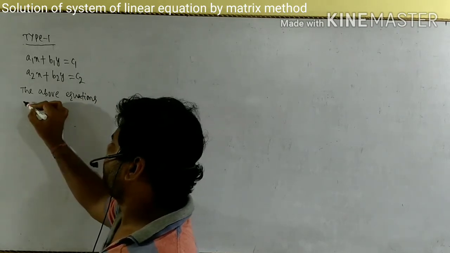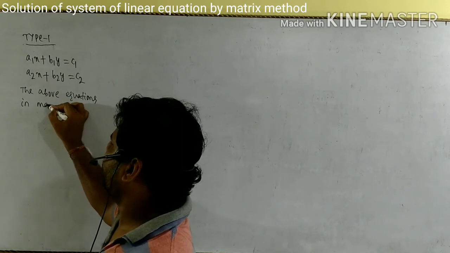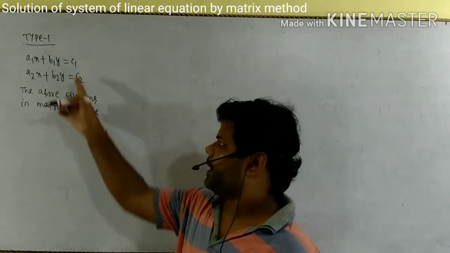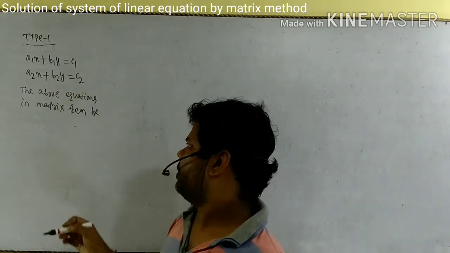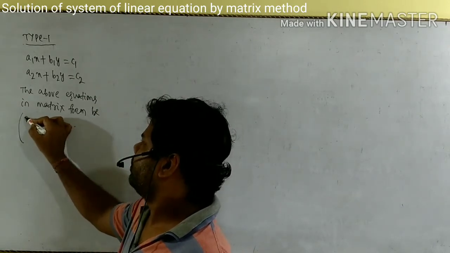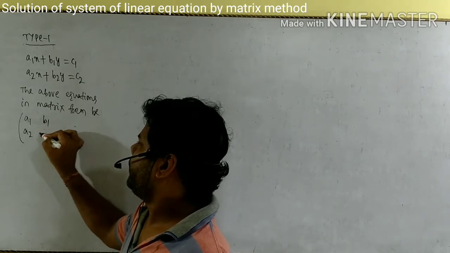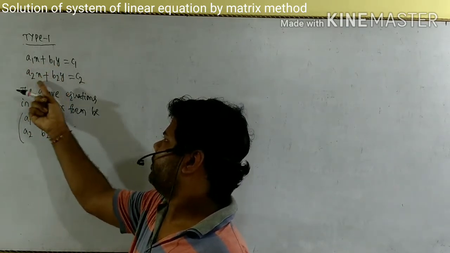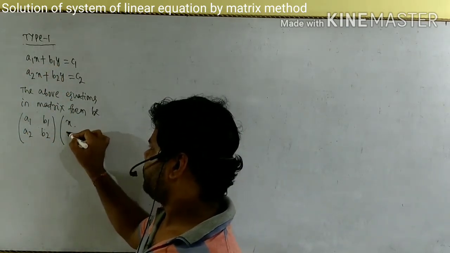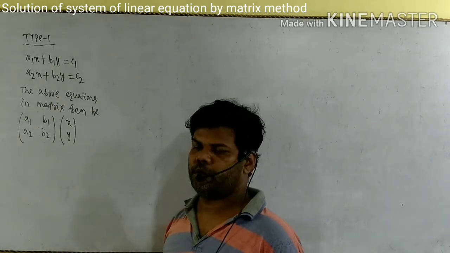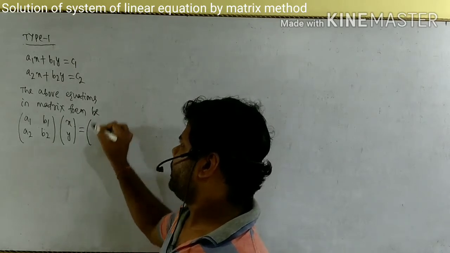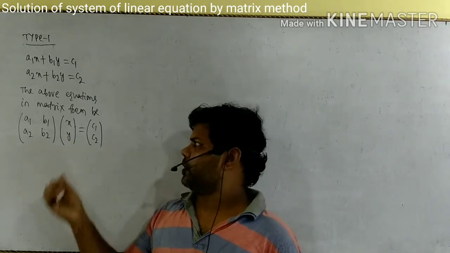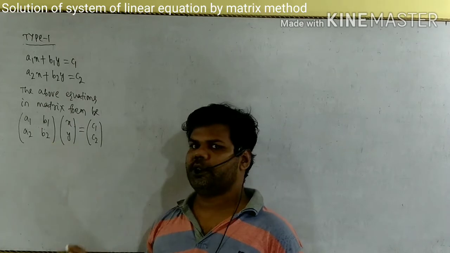Equations in matrix form. You can write this equation in matrix form as A1, B1, A2, B2. This is the coefficient of x, y. A1, B1, A2, B2, and variables x, y written in one column, and constants on the right side, C1, C2, written in one column. You can write this in matrix form as this.